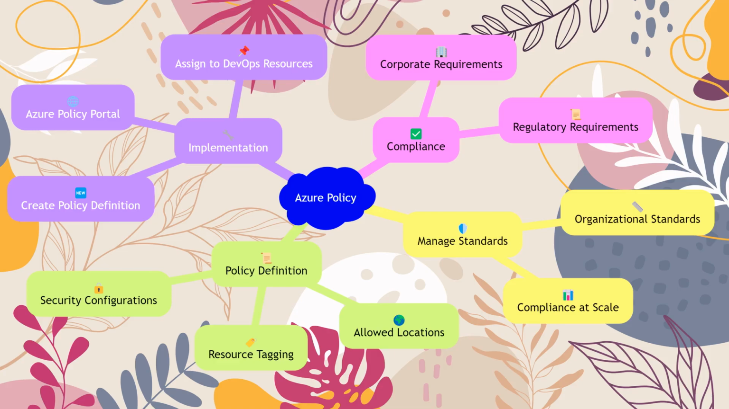Azure Policy helps you manage and enforce organizational standards and assess compliance at scale. By defining policies, you can ensure that your Azure resources comply with corporate or regulatory requirements. In Azure DevOps, you can use Azure Policy to enforce rules such as allowed locations, resource tagging, and security configurations. Navigate to the Azure Policy portal, create a new policy definition, and assign it to your DevOps resources to maintain compliance.